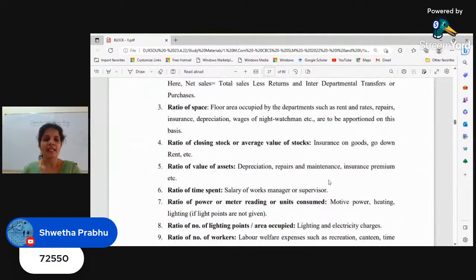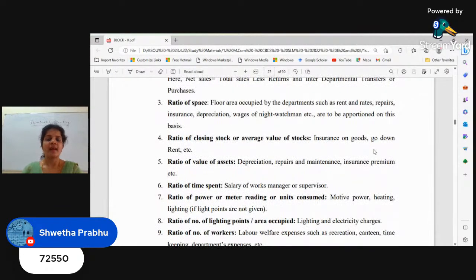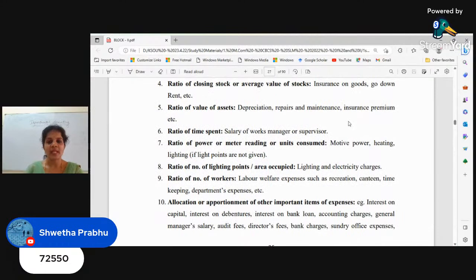Next is the ratio of space. If there is rent, rates, repairs, etc., they have to be apportioned on the basis of the ratio of space. Next, the ratio of closing stock. Sometimes expenses on the closing stock, like insurance on goods, godown rent, etc., have to be accounted based on the ratio of closing stock.